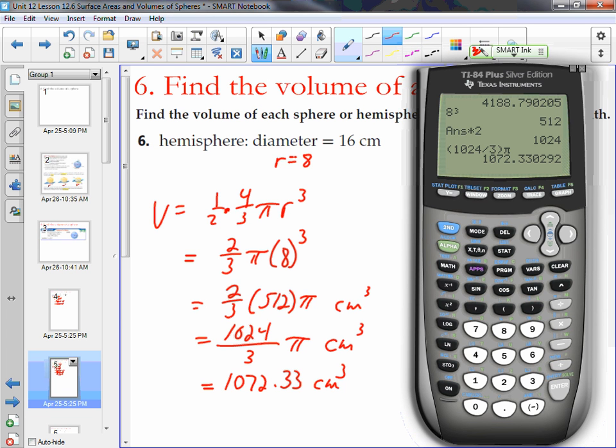So is finding the volume of a hemisphere any more difficult than finding the volume of a sphere? Not really.